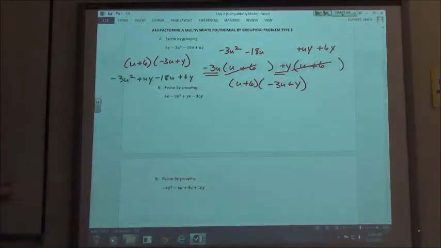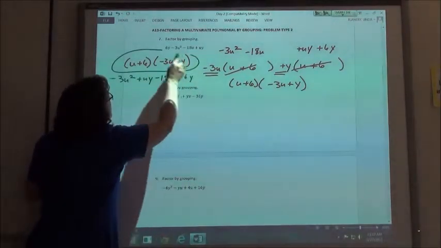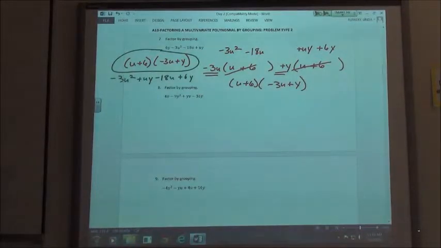They're just in a different order, but we have the commutative property, so we could rearrange those. So if you wanted to check your answer, just FOIL it back out and see if I get the terms I started with.